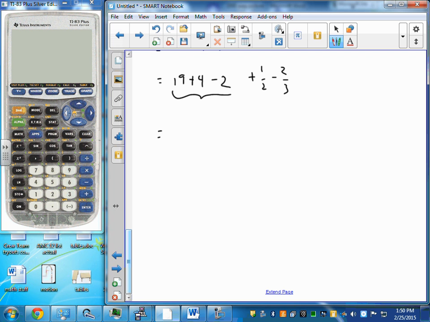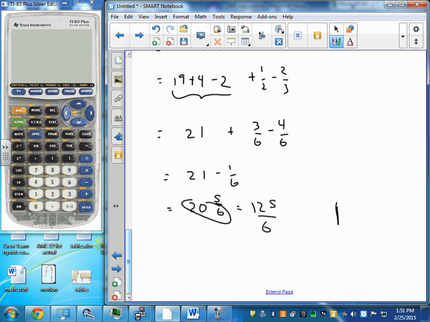19 and 4 is 23, take away 2 is 21. And then, so this is 3/6, take away 4/6. So we have 21, take away a 6, or 20 and 5/6. So what's that, 125/6, right? 6 times 20 is 120 plus 5 more, 125/6. And looking in the book, page 464, yay, we did the arithmetic right, 464. Okay, so that's example 2.